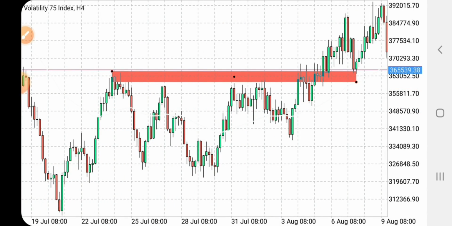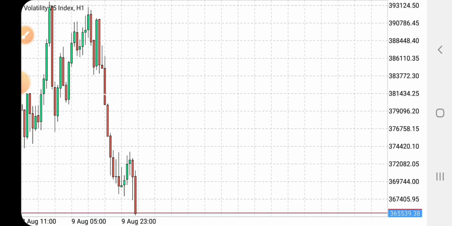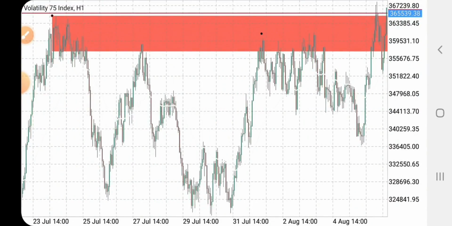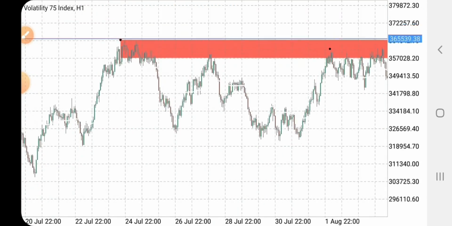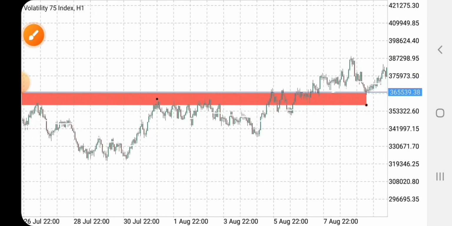So now you have your key level marked in on 4 hours time frame. When you mark this key level on 4 hours time frame, you go to 1 hour time frame. So on 1 hour time frame, let me zoom out a bit. So you have this level, right? We have our level also showing on 1 hour time frame. So what you're going to be looking for is a breakout.